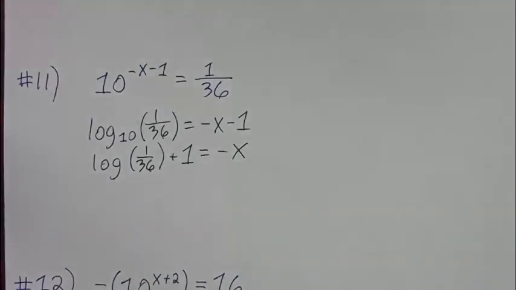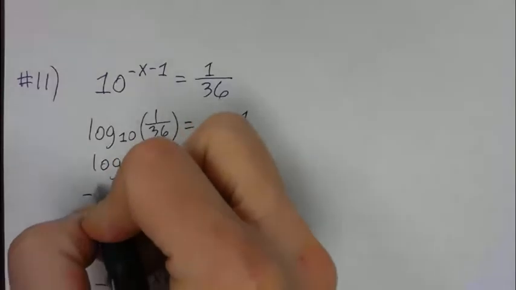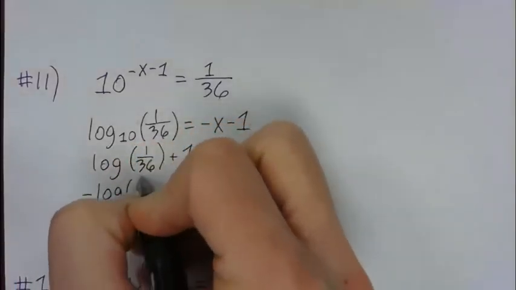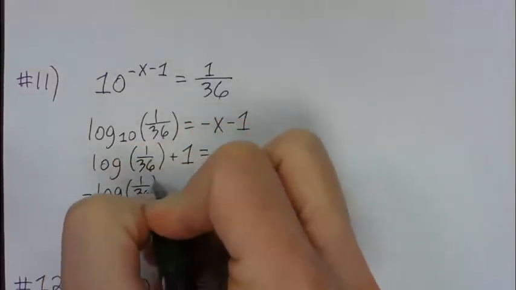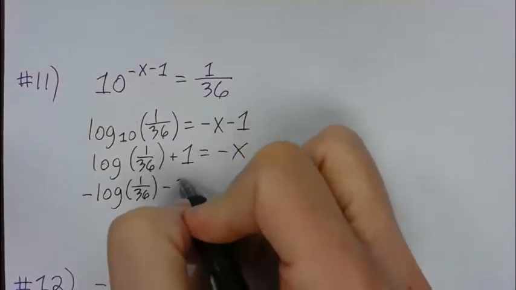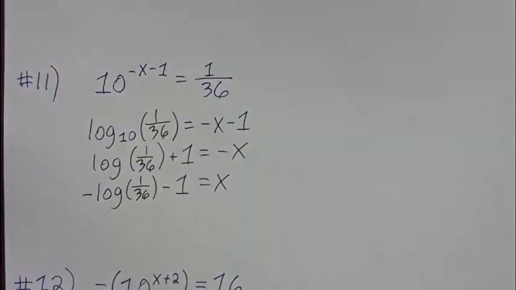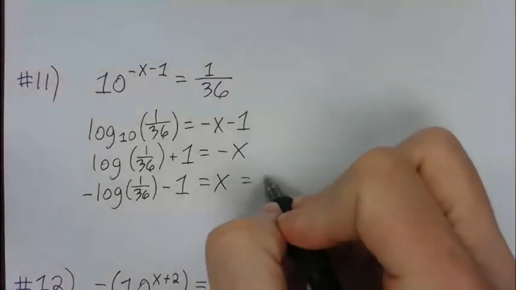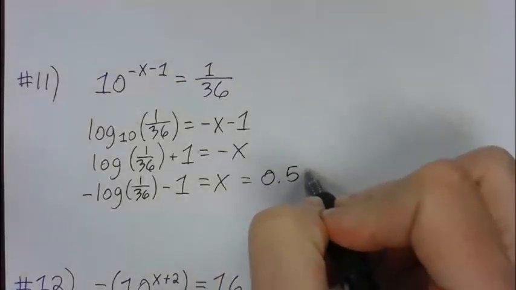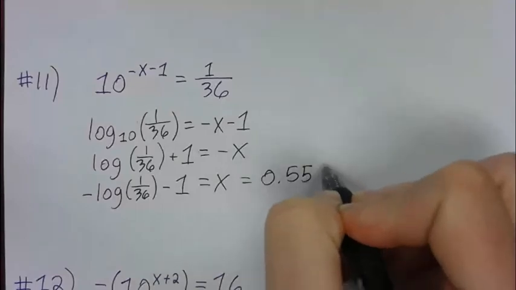And then lastly, I just have to divide by negative 1. So if I do that, each thing on the left side would just become the opposite. So I would have the negative log of 1/36 minus 1 equal to x. And if I put that as is into my calculator, I would get that the answer is equal to 0.556.